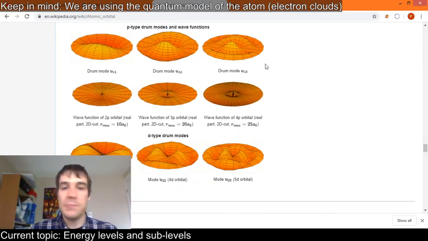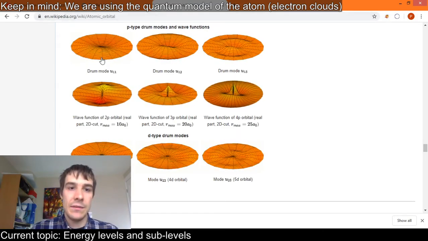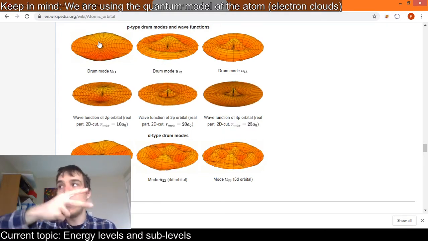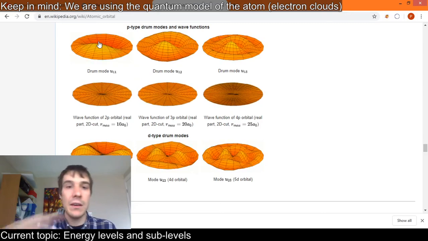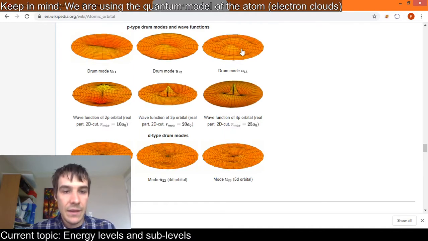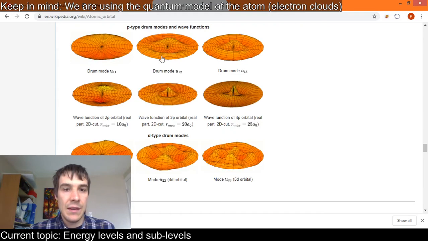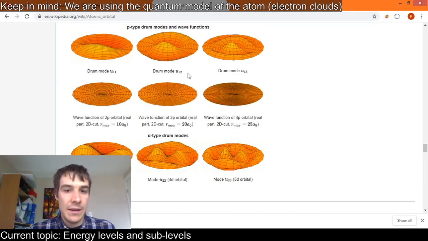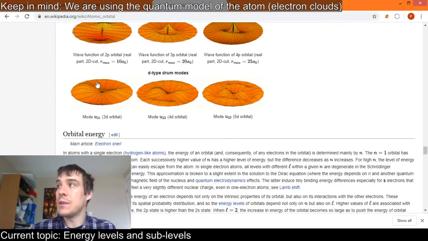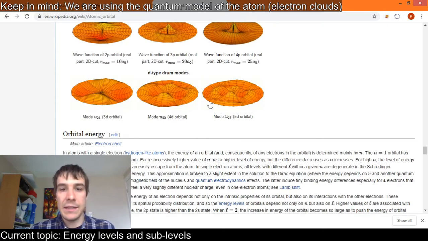Now, if we look at the P type, the next one, the lowest energy thing you can have in a P type is the two, right? The two waves back and forth. When you get to the next level up, you can have 3 and then 4. So that's what it looks like. And then D, you end up with a more interesting resonance mode. And it gets more and more complex the further up you go.